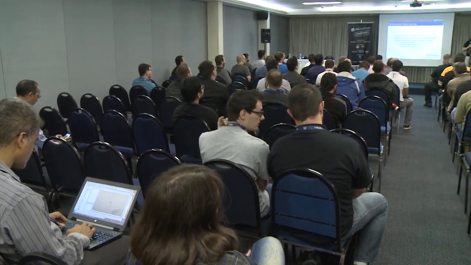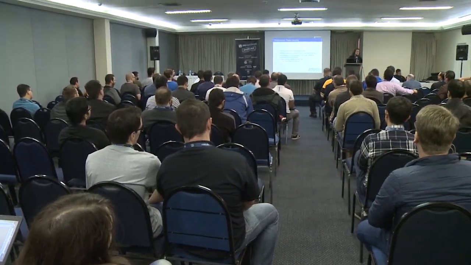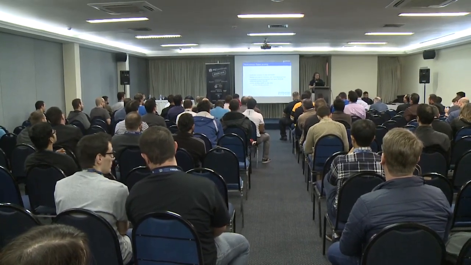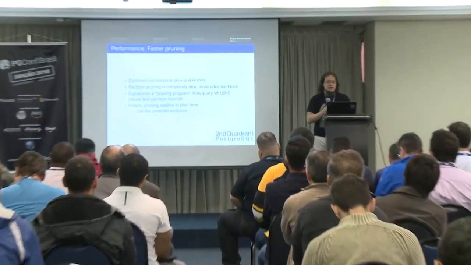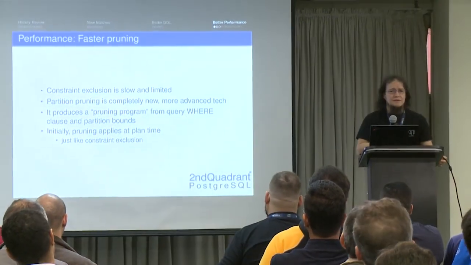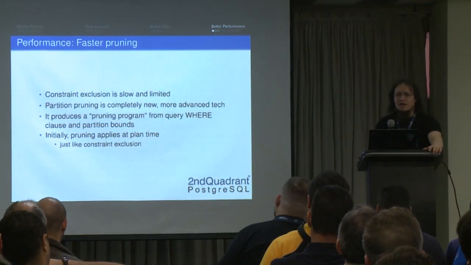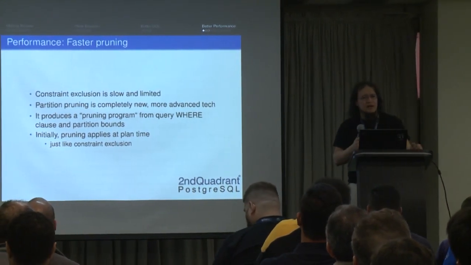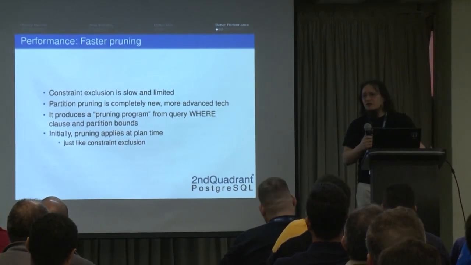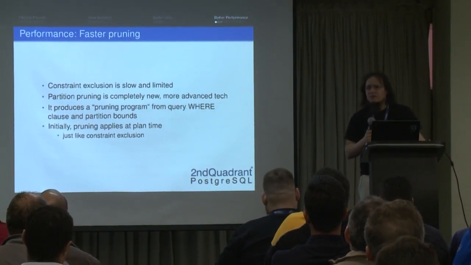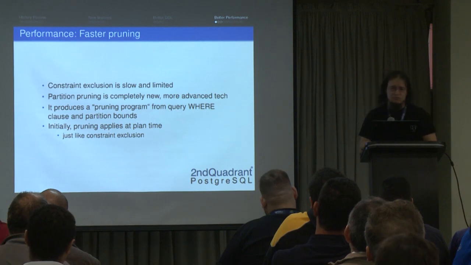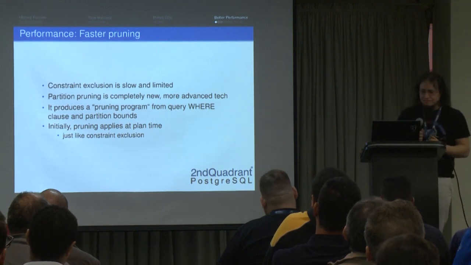Constraint exclusion, the system that was used from 8.1 to 10, is very slow and very limited. In Postgres 11, we introduced a thing called partition pruning, which is completely new. It is much more advanced than constraint exclusion. So if you're using Postgres 10 partitioning or older partitioning, you will probably be satisfied with what Postgres 11 can offer in terms of query optimization with partitions, where the query clauses can propagate to the plan.